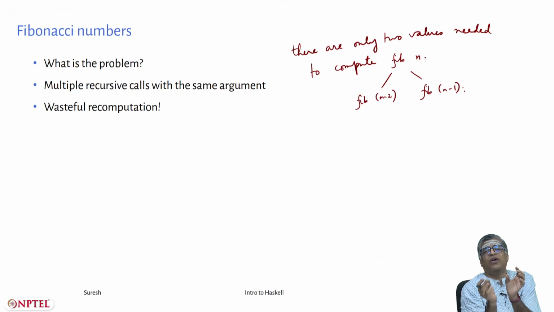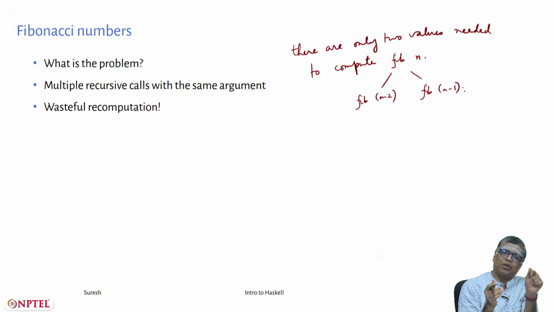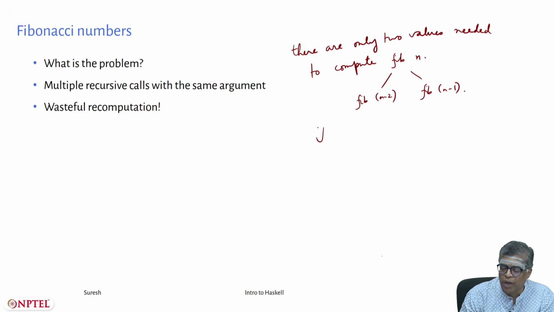So at any point, if I store the previous two values, I will compute the current value, and if I compute the current value, then I can store one of the previous values and the current value, and that can be used to compute the next value. This is the idea. So just store two values always.